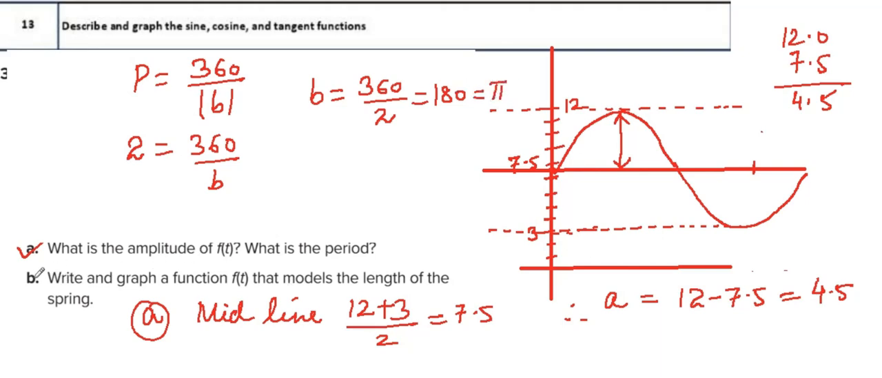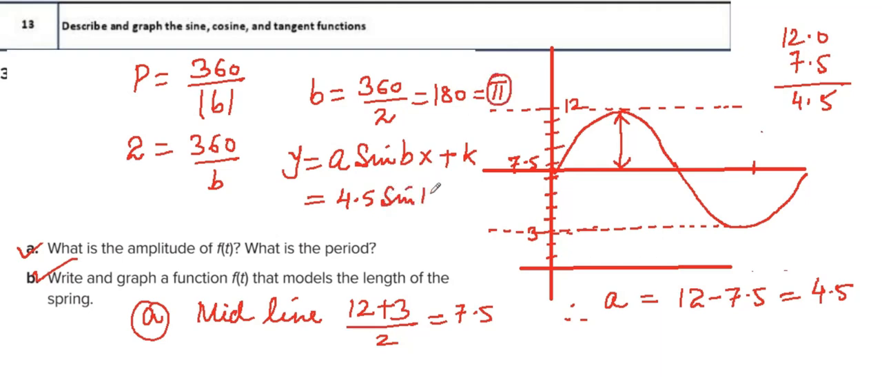Then you can write the function. How do we write the function? If it is a sine, then we write y equals a sine bx plus k. K means how much it is shifting up. So a, the amplitude, is 4.5. B we got pi, x, and plus k. What is the middle line? Plus 7.5. So this is your answer.